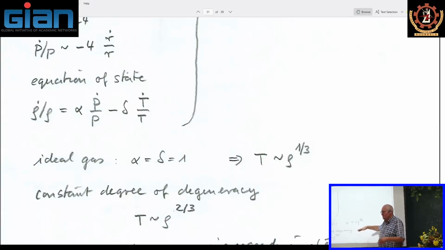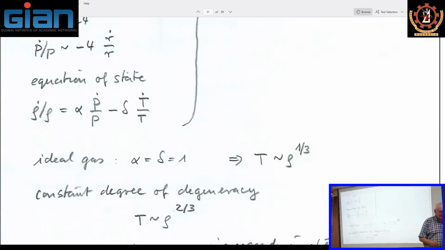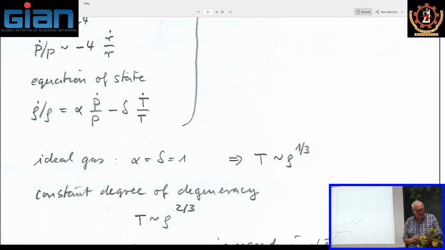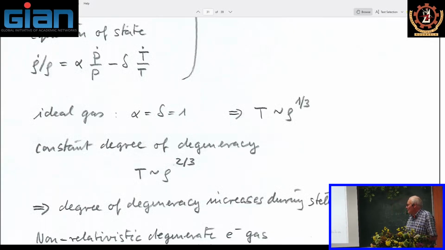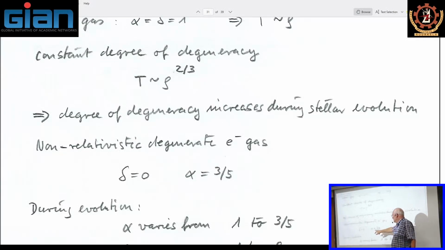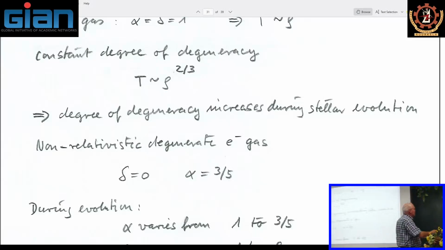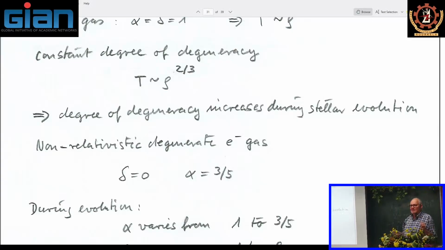So we enter the domain of degeneracy, and finally we will end up with an equation of state of non-relativistic degenerate electrons. Okay, well, what does it mean for the alpha and delta? Well, for a non-relativistic electron gas, which will be this final state here, delta is 0. Degeneracy means the pressure does only depend on density, and temperature drops out as a parameter.